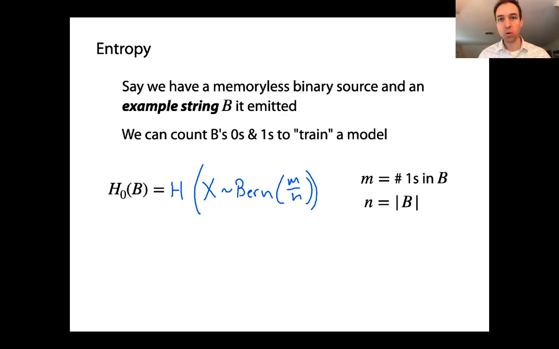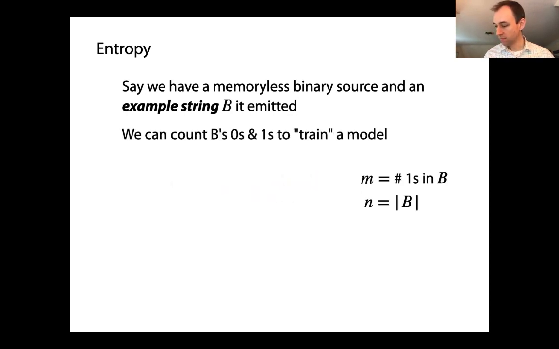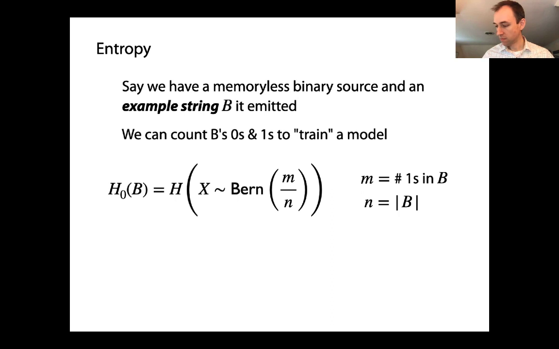Okay, so the zero-order empirical entropy of the bit string will be the same thing as the Shannon entropy of a Bernoulli random variable that has m over n as its probability of generating a 1, its success probability. And so what is the Shannon entropy of that distribution?